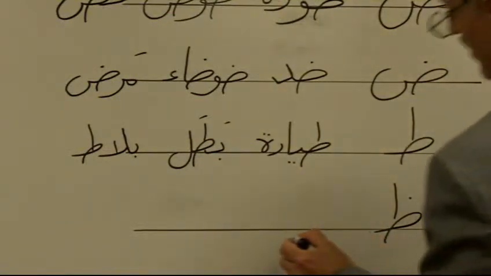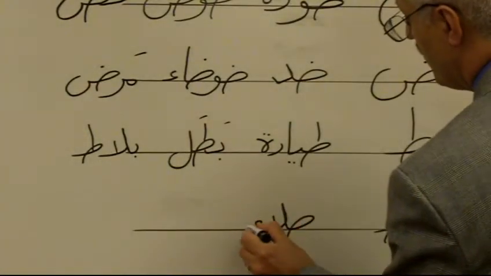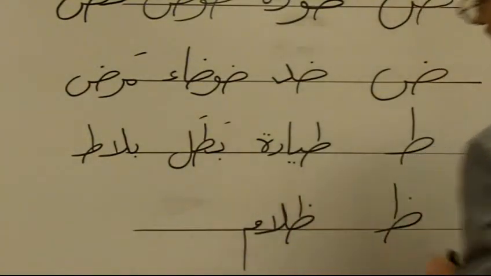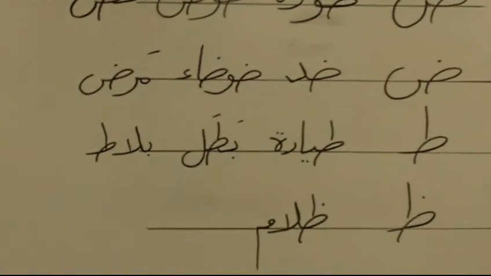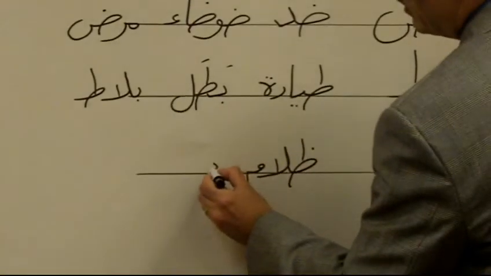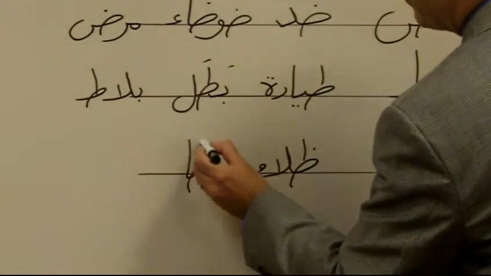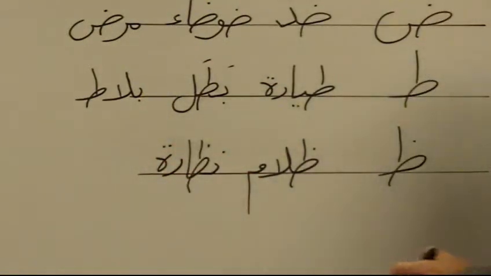Dha. Say, dhalam. Dhalam is darkness. Nadhara. Nadhara is eyeglasses.